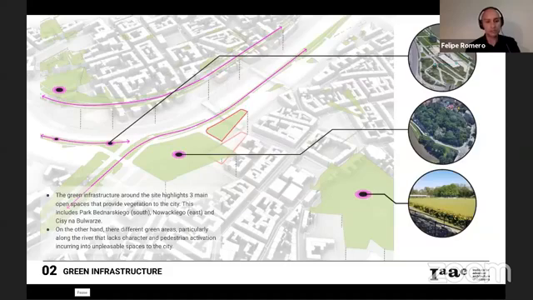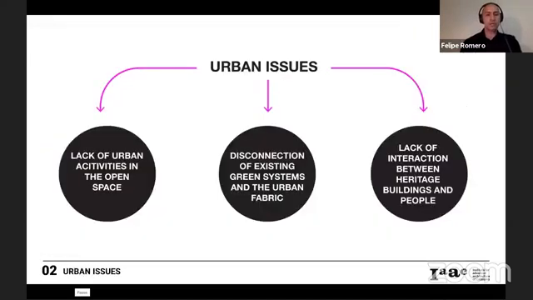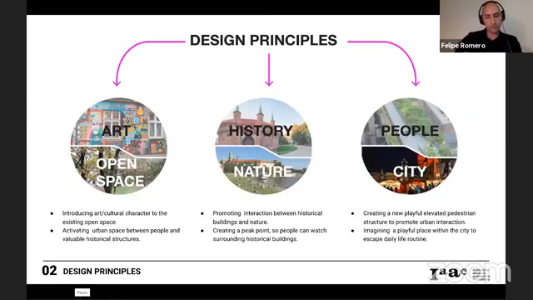That took us to the definition of all the open spaces, and we look at the different uses of the blue infrastructure as well, and the relationship and implication of those open spaces to our site and how they could inform our decisions. Based on that, we identified three main issues: the lack of urban activities in the open space, disconnection of the existing green systems, and a lack of relationship between history and heritage places.